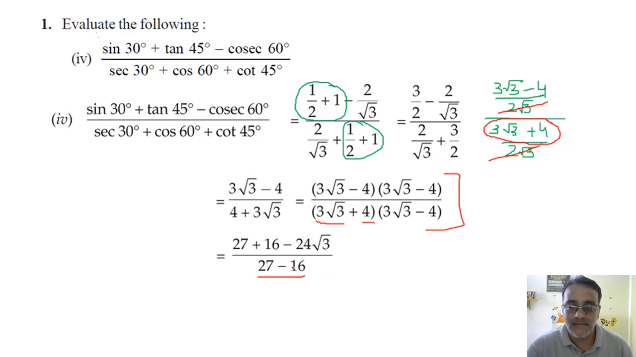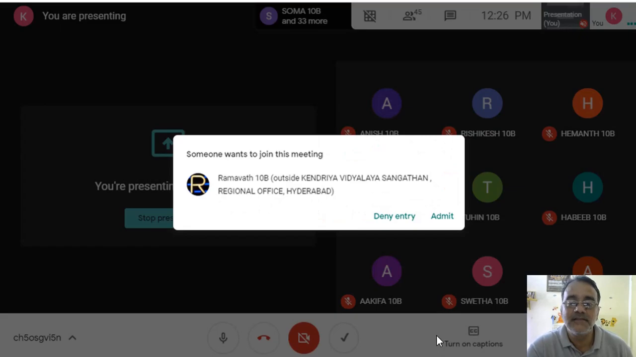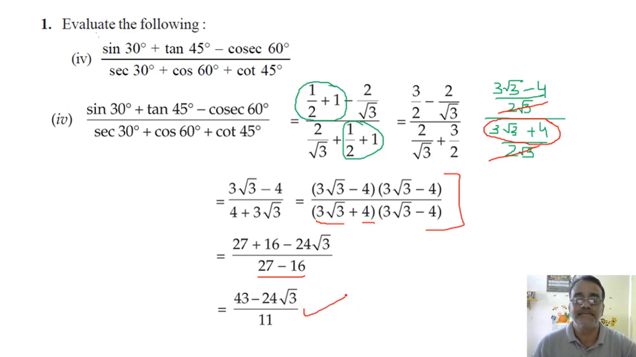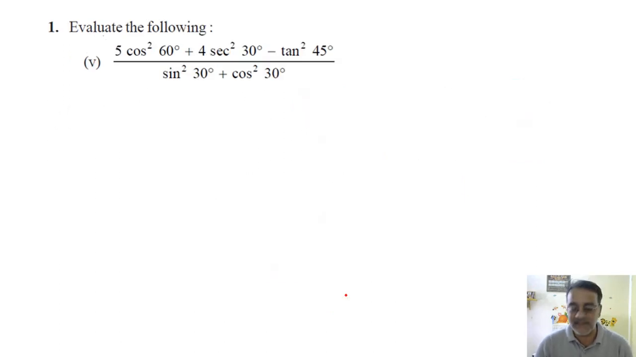No, sir. देखो ये a square plus b square minus 2ab, right? 3 root 3 whole square plus 4 square minus 2 into 3 root 3 into 4, you will get 24 root 3. So what is 27 plus 16? 43. Right. So our final answer will be 43 minus 24 root 3 upon what will be the denominator? 11. So 43 minus 24 root 3 upon 11 is the final answer. Any doubt? No, sir. Okay. Now we'll move towards the last bit of this question, that is the fifth bit.